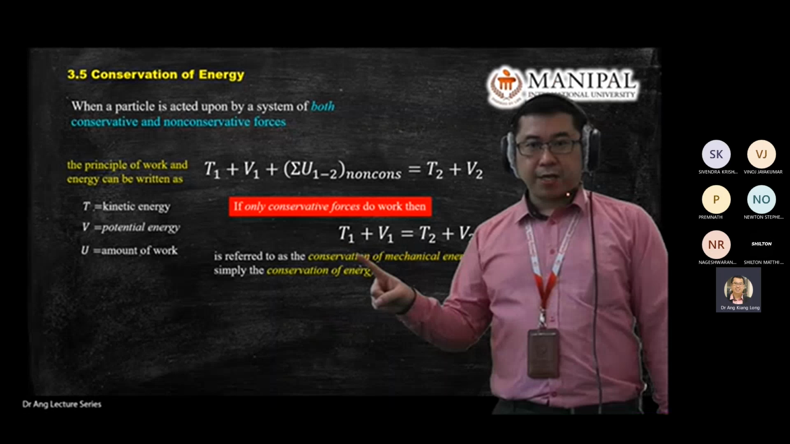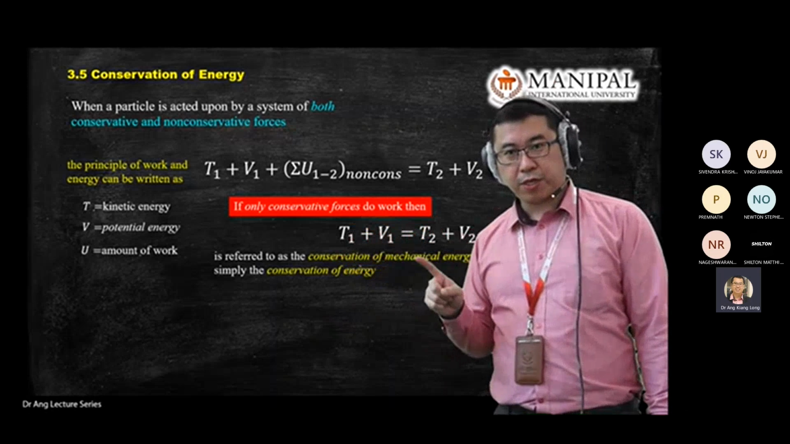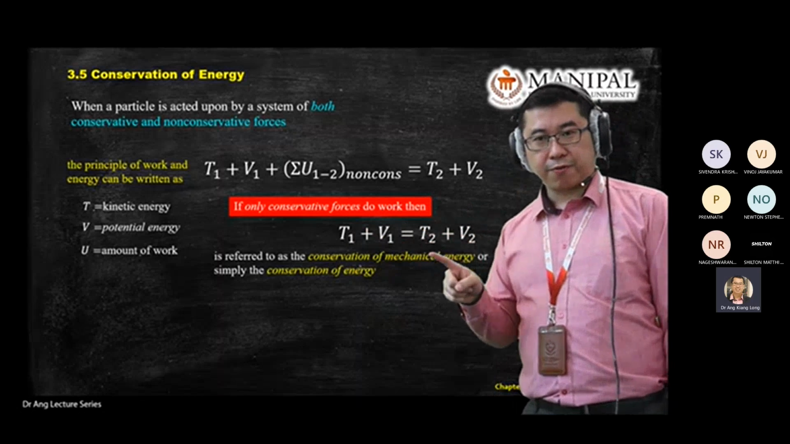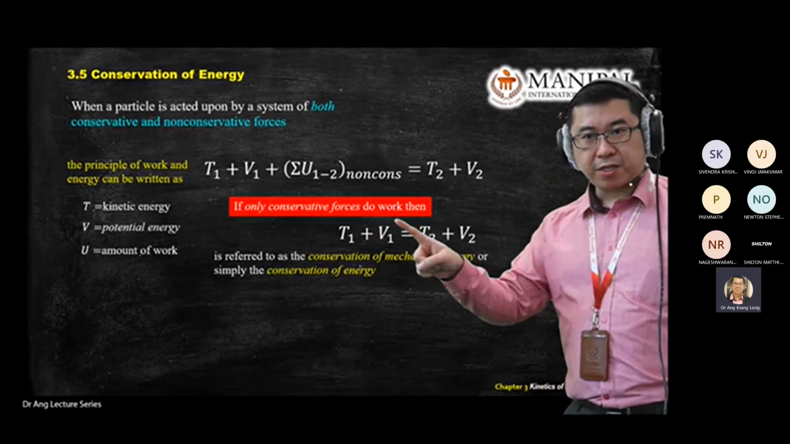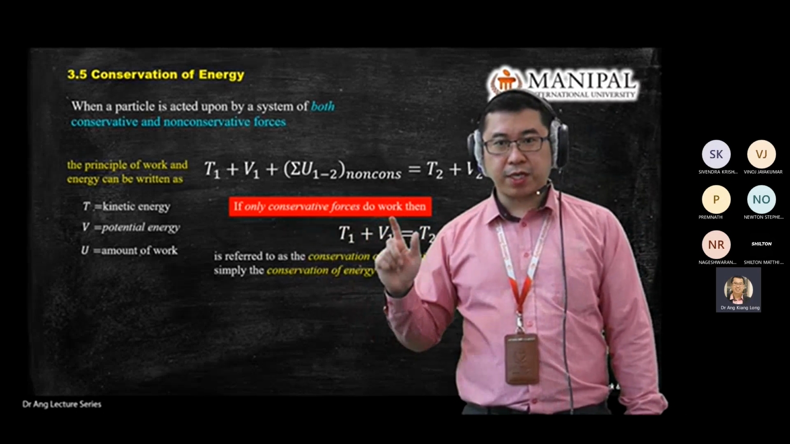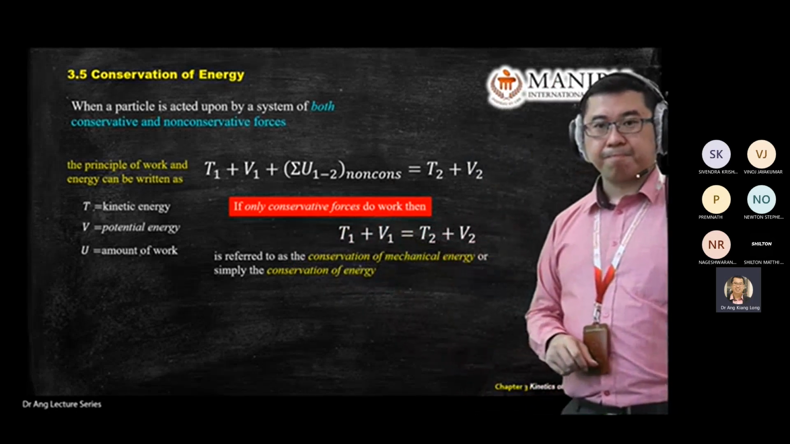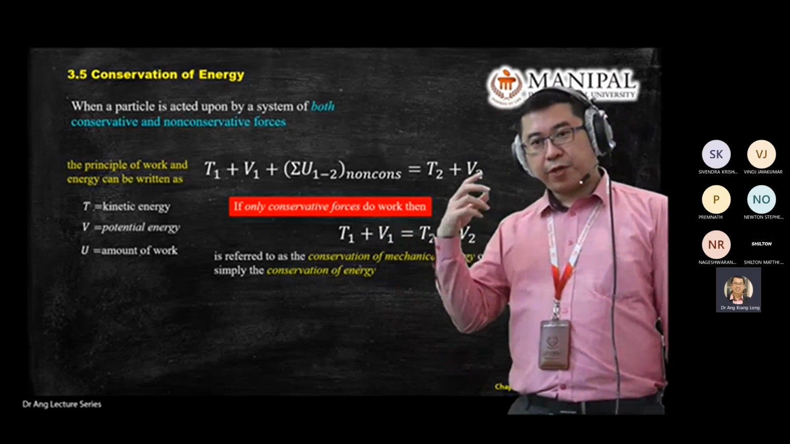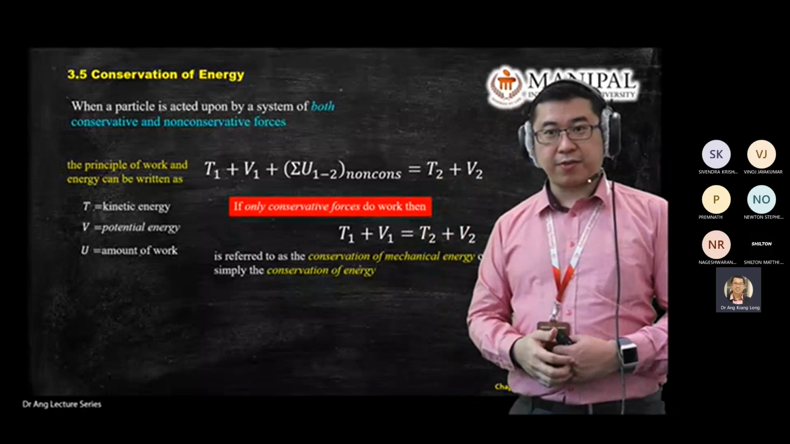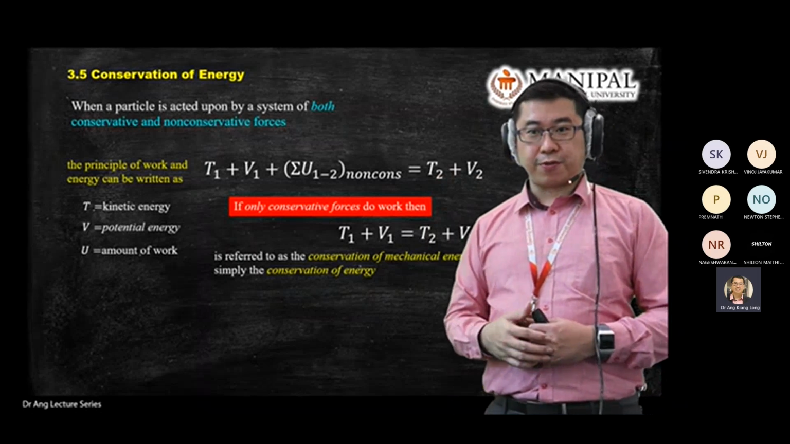So kinetic plus potential at the initial position equals kinetic plus potential at the final position. This one only works when you only consider conservative forces inside the system, conservative forces that do the work. What does it mean? If you recall, there's one force in the system that we mentioned just now in my slides that is not conservative, which is the friction force.